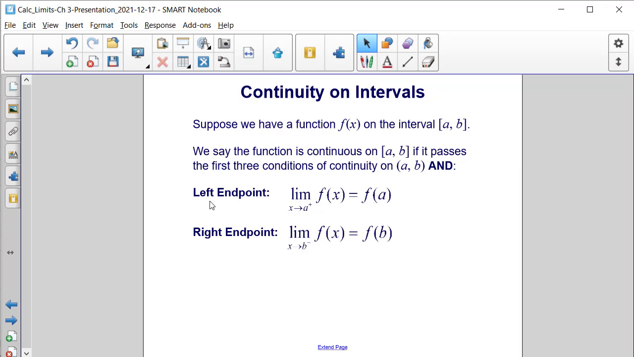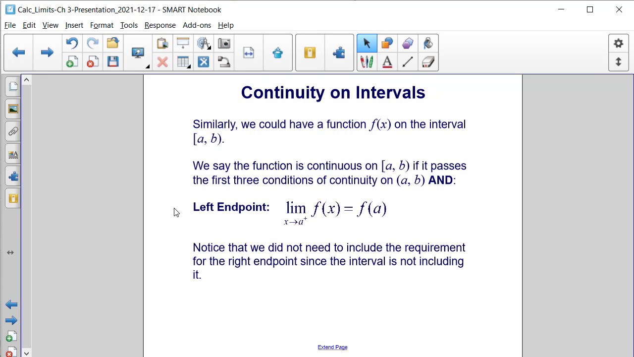and at the left endpoint, the limit of f of x as x approaches a from the right is equal to f of a, and at the right endpoint, the limit of f of x as x approaches b from the left is equal to the function value at b.